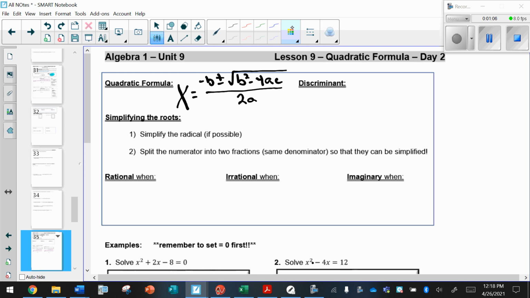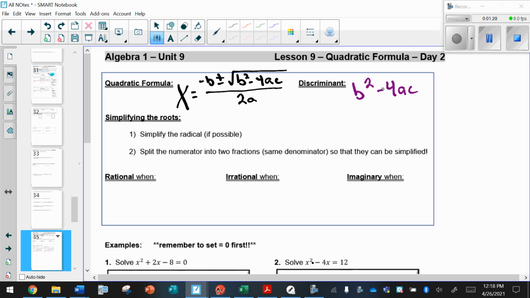Now, the discriminant is just the part underneath the square root sign, the b squared minus 4ac. That part of our calculation will determine whether our roots are rational, irrational, or imaginary. Because that part of the calculation is under a radical, that has all the power as to what types of roots we're going to have.